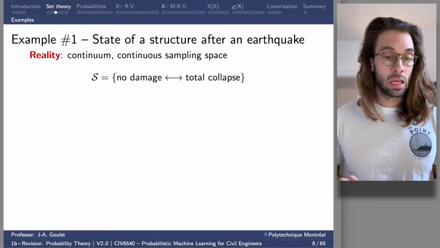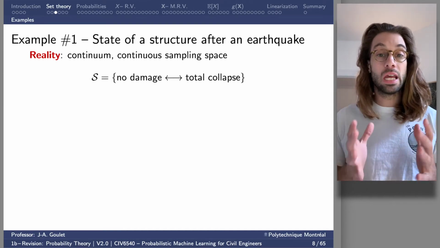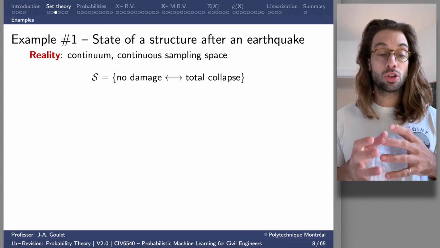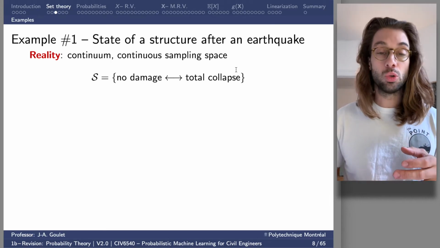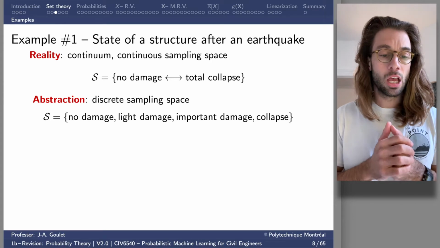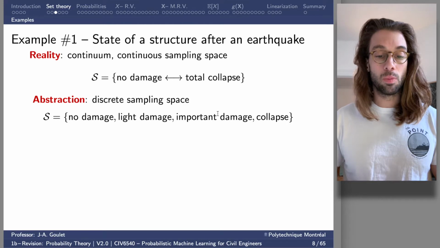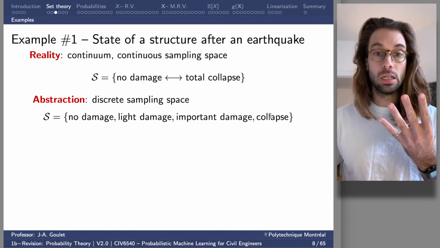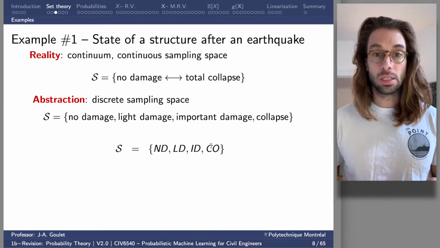So let's apply this to an engineering example. We want to describe the state of a structure right after an earthquake. The reality describing the state of a structure is in reality a continuum, going from no damage to total collapse. Here, to simplify that context, we're going to discretize this sampling space into no damage, light damage, important damage, or total collapse. We go from a continuum to 4 discrete possible outcomes. We're going to summarize this by no damage ND, light damage LD, important damage ID, and collapse CO.